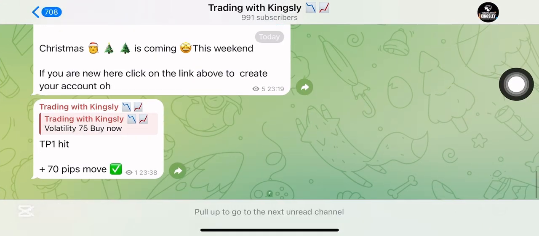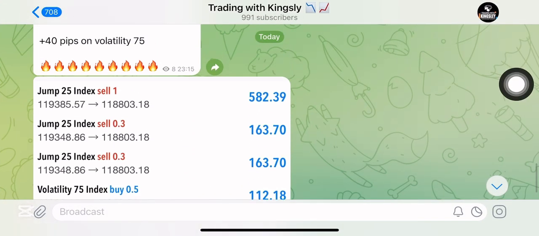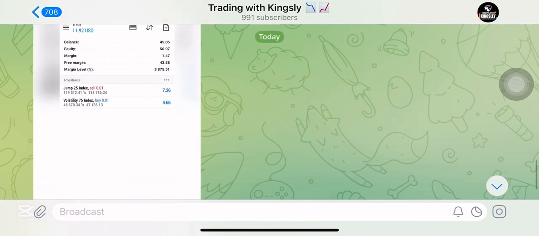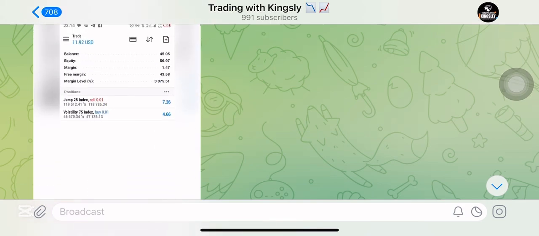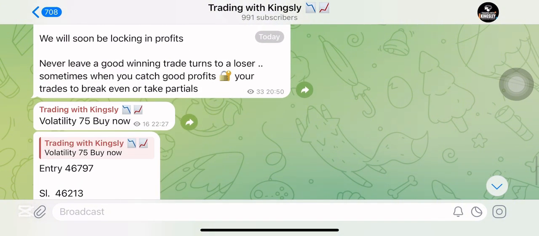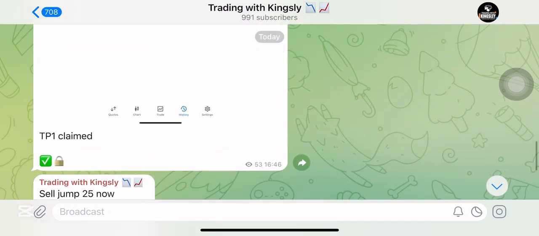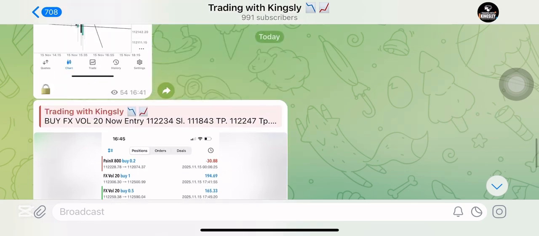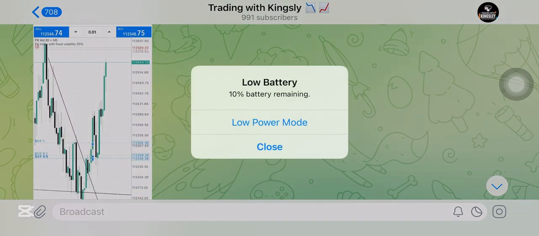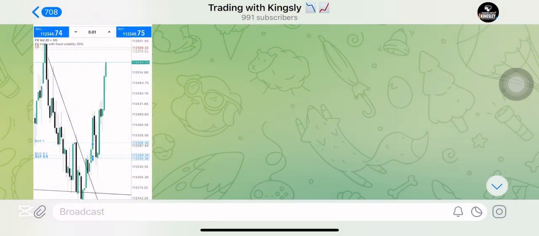For accountability, you can see we actually gave the signals right on Volatility 25. This is Saturday, right? This is a trade I was given on Saturday. Remember, these indices are open on weekends, so we gave it on Volatility 25. We also gave one on Jump 25, Volatility 75, Jump 25. We also gave a signal on the Weltrade indices, which is Forex Volatility 20, right?